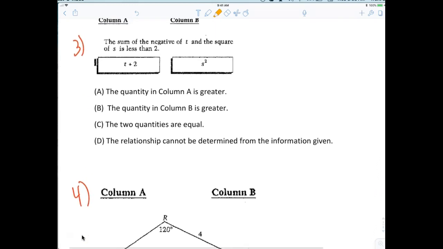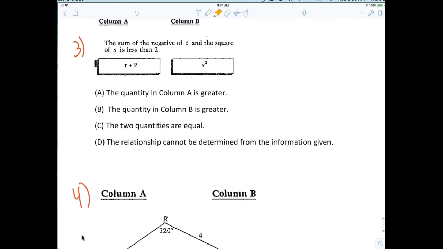All right, this one's an excellent question as well. It says the sum of the negative of t. So how do I write the negative of t? Negative t and the square of s, plus s squared, is less than 2. Do I have any issue with that?